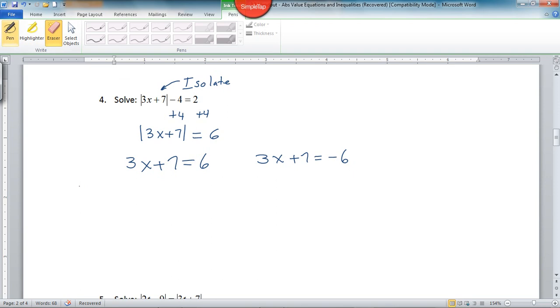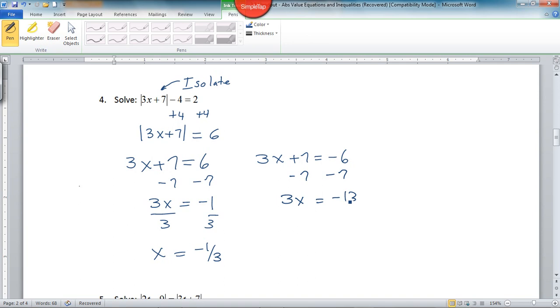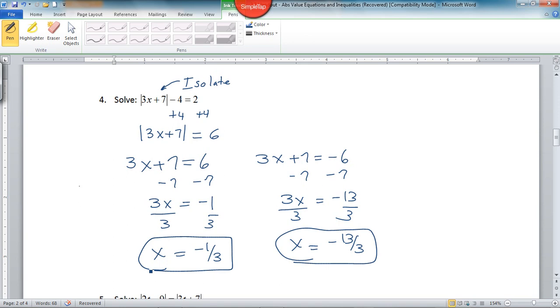Alright, we start over on this one. So 3x plus 7 equals 6, we're going to subtract the 7, and that gives us 3x equals negative 1. Then divide by 3, and we get nicely x equals negative 1/3. Over here on the second one, we've got to subtract 7 again. That's going to be 3x equals negative 13. Divide by 3, and we have x equals negative 13/3. Or you can write that as a mixed number, negative 4 1/3. I'm going to leave it as negative 13/3.